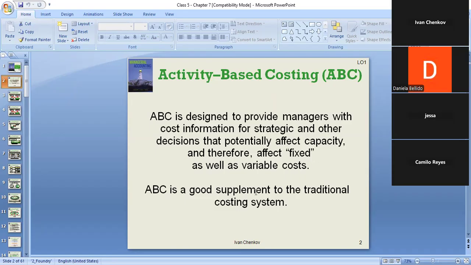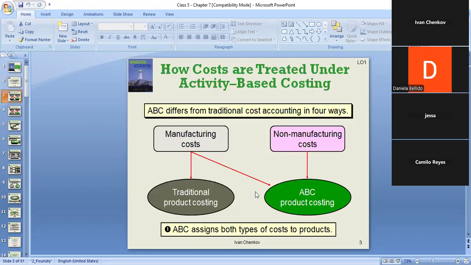It's a supplemental system, so it's not the main system. We have to keep that in mind. So if we want to add activity-based costing, that will be an extra cost for the company because, again, it's a supplemental system.